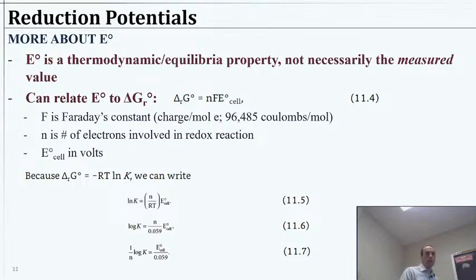And with that, since we know from thermodynamics that delta G is minus RT natural log K, we can do some derivations and get K in terms of E instead of in terms of delta G. So we can rewrite this to say natural log of K is equal to n over RT times this standard potential. We can convert it from natural log to log K, and simplify it a little further, getting it in terms of the standard electrical potential.